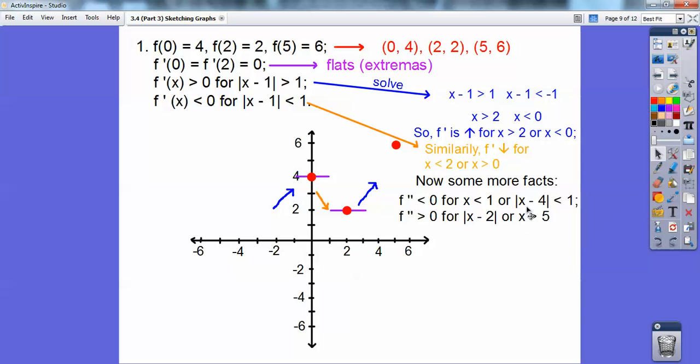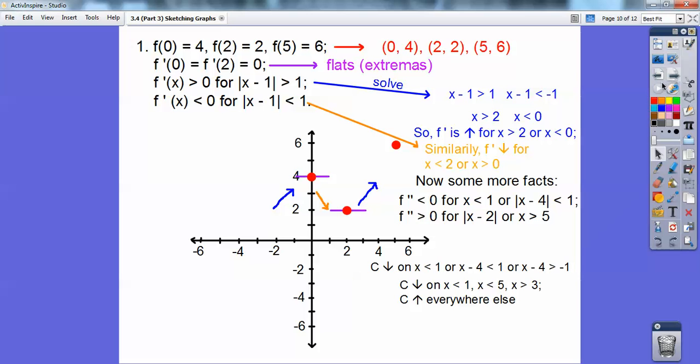So let's go ahead and deal with this absolute value of x minus 4 less than 1. So it's going to be concave down at x less than 1, or x greater than 3 and less than 5. Okay, concave up everywhere else. Okay, so concave down when x is less than 1. So think of it, it's going to be cupping down. It's going to be kind of curving down like this when x is less than 1.